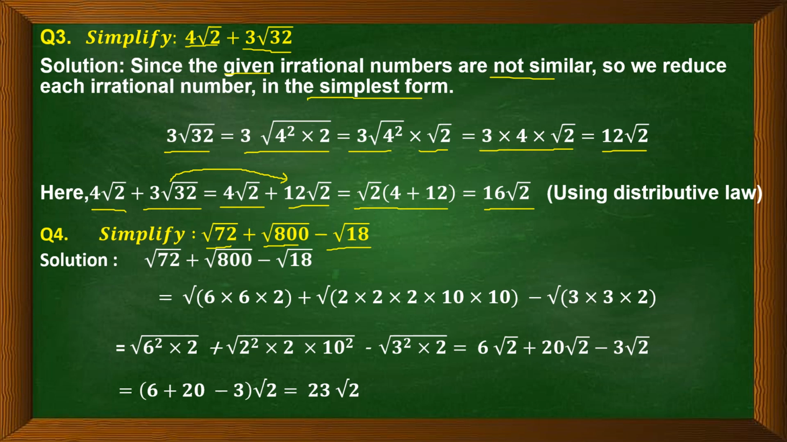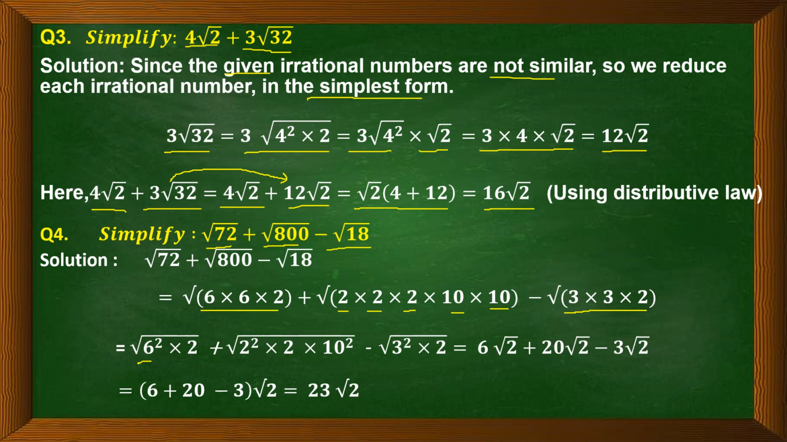Root of 72 is 36 into 2, which we can write as 6 into 6 into 2. 800 can be written as 8 into 100, or we can say 2 into 2 into 2. Further, 100 can be written as 10 into 10. 18 is 9 into 2, which we can write as 3 into 3 into 2. Now further write in square form.